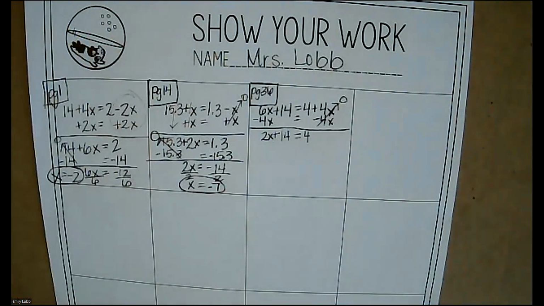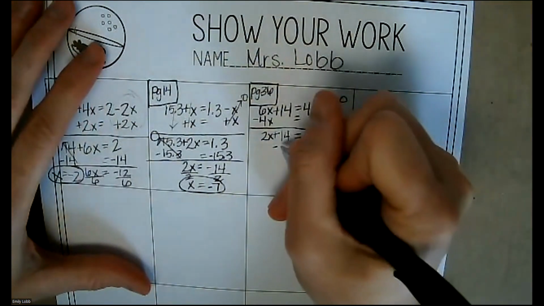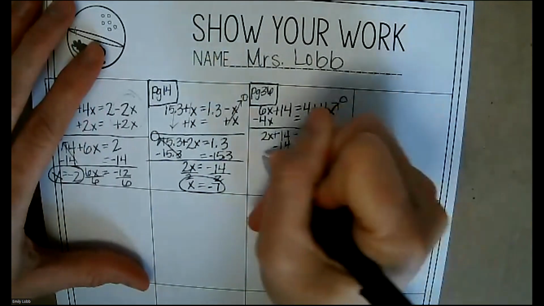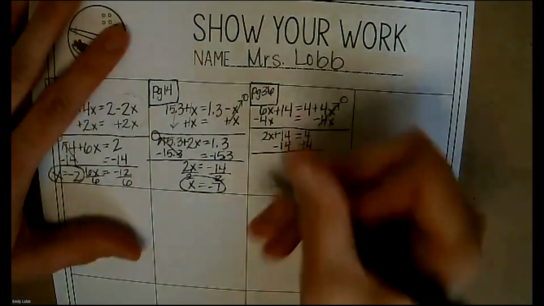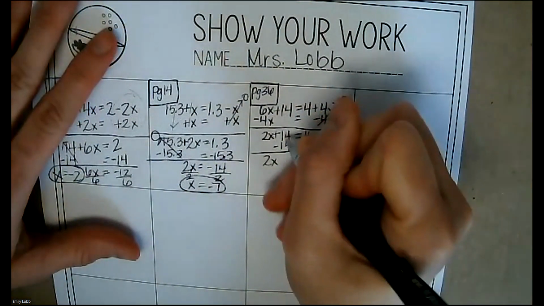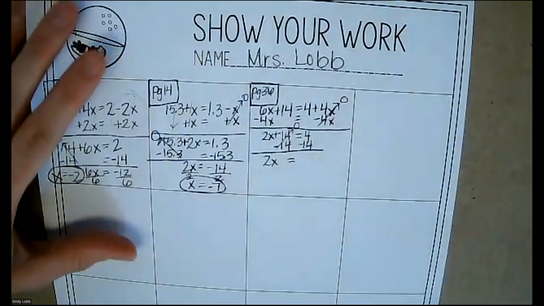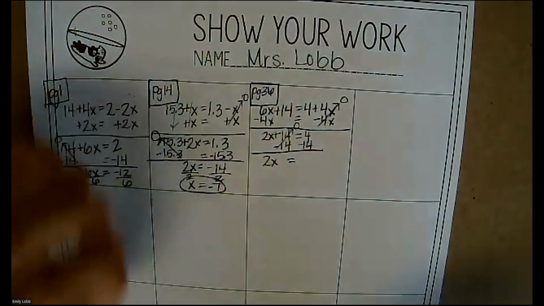All right, and then we just have a two-step equation. So are we going to subtract 4 from both sides or subtract 14? Subtract 14. If we subtracted 4, we wouldn't be any closer to getting the x by itself. But it's okay if you're trying things. Bring down the 2x. 14 minus 14 became 0. Bring down your equal sign. What's 4 minus 14? Negative 10.